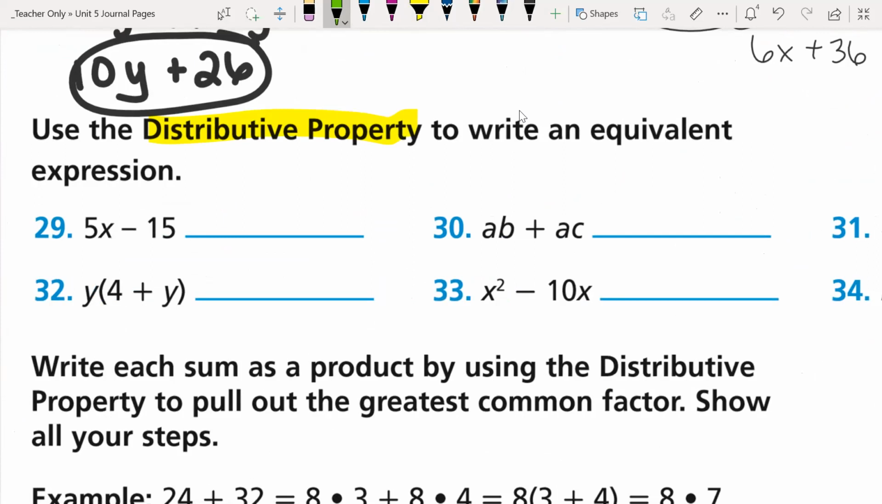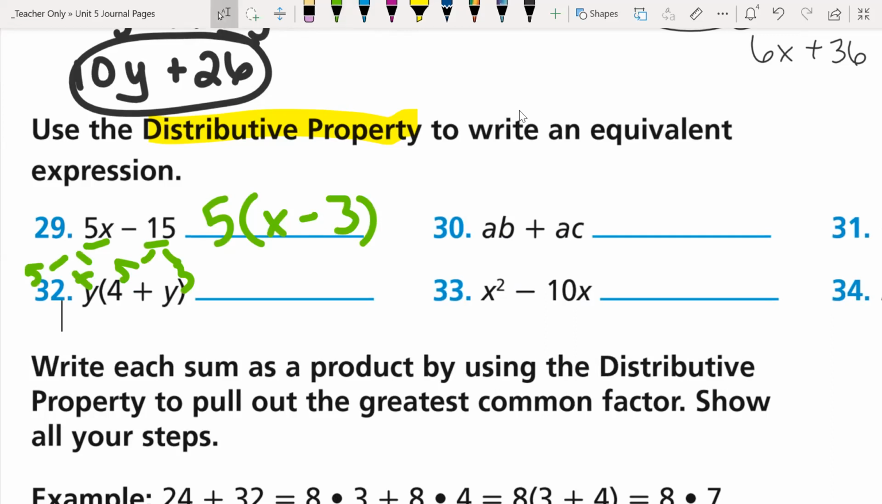What are we taking out of here? What's the greatest common factor between 5 and 15? Yep, 5. And then I'm left with x. Oh, not plus. I'm sorry, minus 3. And I know that this has to be 5 and 3, right? Because this is 5 and 1.